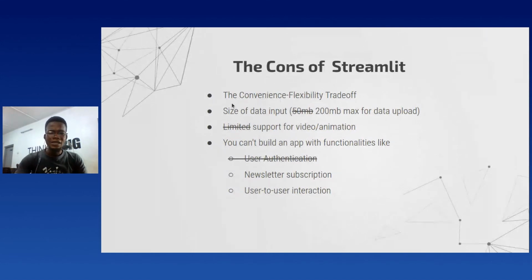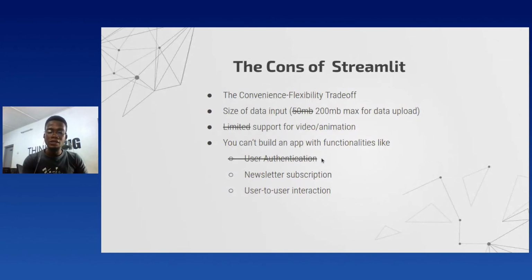Another is the size of data input. I remember the first time I spoke about this, it was 50 MB. You couldn't upload files larger than 15 megabytes. But right now you can upload files up to 200 megabytes, and Streamlit is very flexible about the kind of files you can upload and the kind of checks you can put in place. Also, there's limited support for videos and animations. As I was saying, all these cons are being greatly improved on. Even though the support is still limited, it isn't as limited as before.